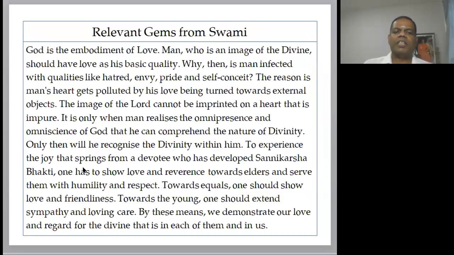To experience the joy that springs from a devotee who has developed Sannikarsha Bhakti, one has to show love and reverence towards elders and serve them with humility and respect. Towards equals, one should show love and friendliness. Towards the young, one should extend sympathy and loving care. By these means, we demonstrate our love and regard for the divine that is in each of them and in us.